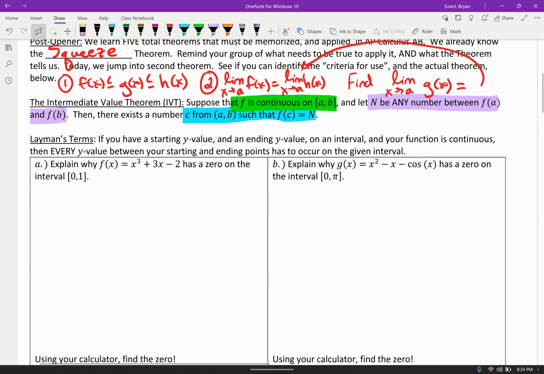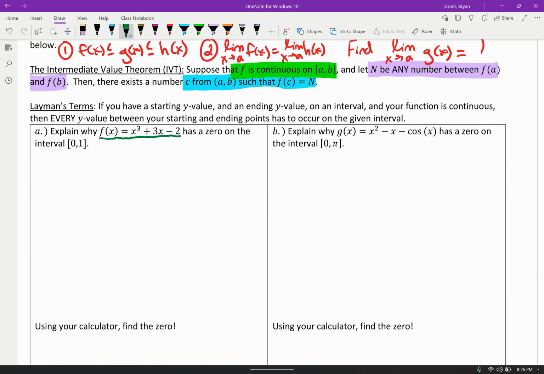So let's look at maybe our 2 example problems and see if at least the first criterion is met. The first one says, explain why f of x equals x cubed plus 3x minus 2 has a 0 on the closed interval. Well, is that function continuous on the given closed interval? Well, the answer here is yes, because this is a cubic function, right? Cubic functions are always continuous. It doesn't matter what it looks like.